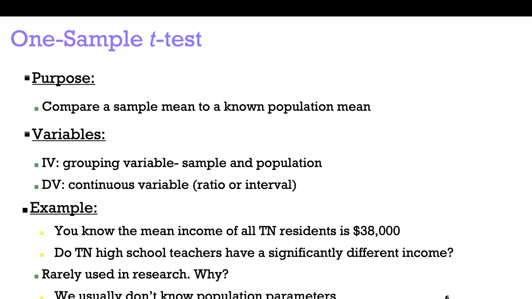Okay, so here's another example. You know the mean income of all Tennessee residents is $38,000. We want to know, do Tennessee high school teachers have a statistically different income? This is rarely used in research, and normally it's not used because we typically don't know the mean of all Tennessee residents' incomes, okay? We typically do not know our population parameters. So we'll go into this one-sample t-test because sometimes we do, and it also is a building block for the t-test we'll get into a little bit later.